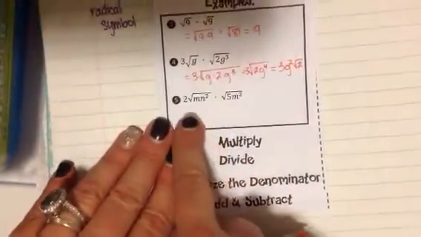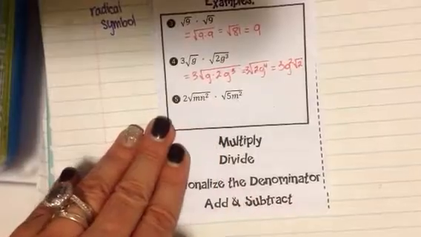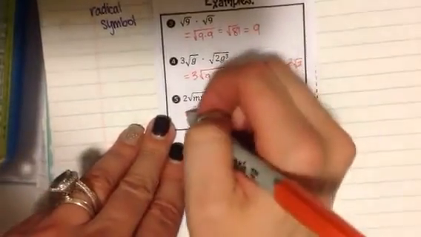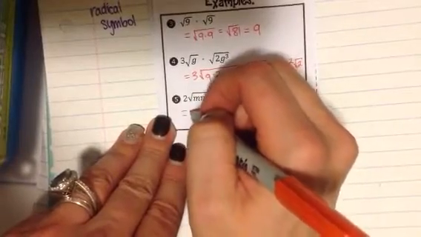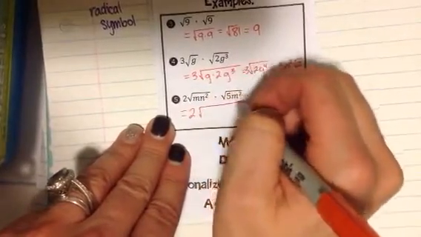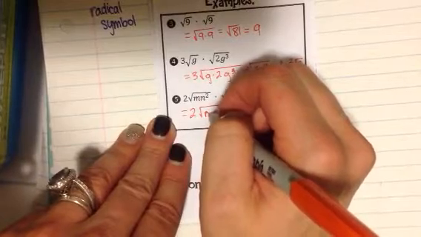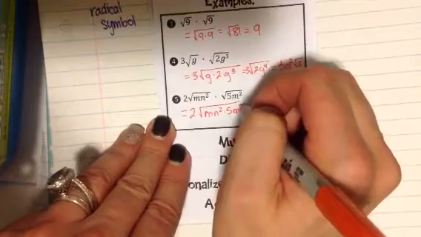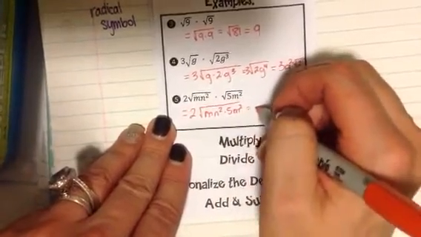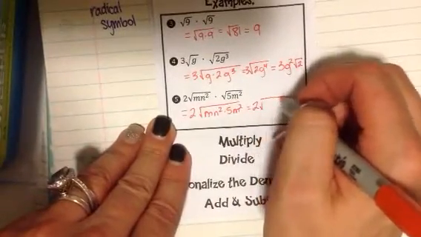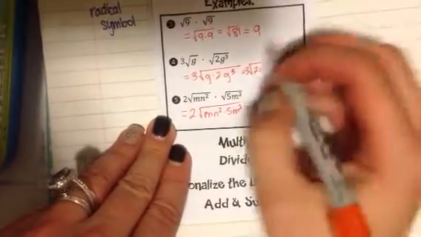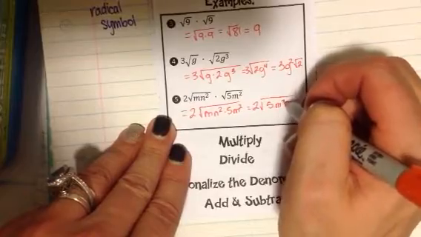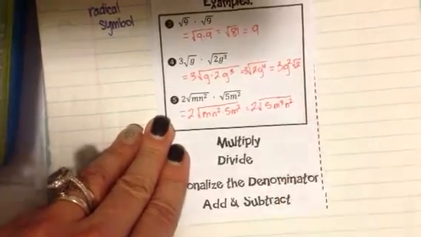Number 5, 2 times the square root of mn squared times the square root of 5m squared. Again, I leave what's already on the outside outside. So I'll have 2 times the square root of m n squared times 5m squared. I can combine like terms to make this 2 times the square root of 5m cubed n squared.